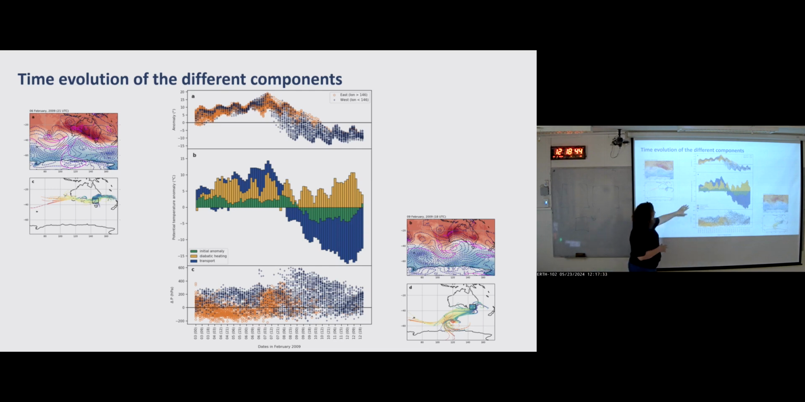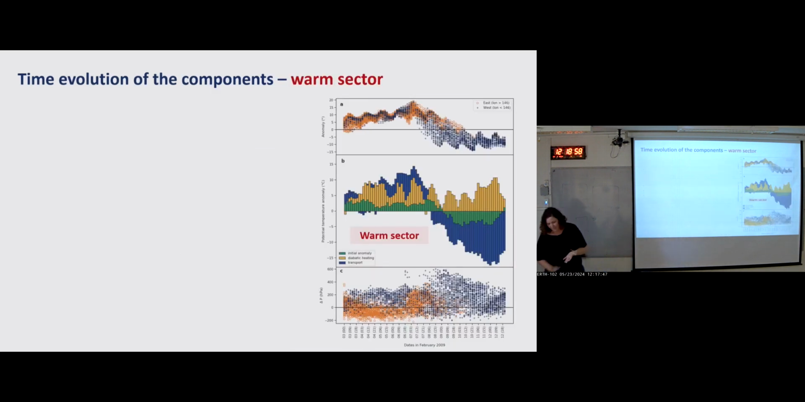So this is what you see here. Each bar now represents an average of all about 80 trajectories that we have in each time step. You also have here the anomaly and the delta P marked here. Okay, so we'll break it down a bit because the figure is a bit crowded. So we'll start with the warm sector. So the warm sector is the left side of this figure.